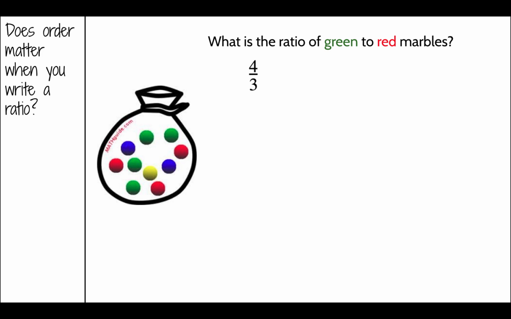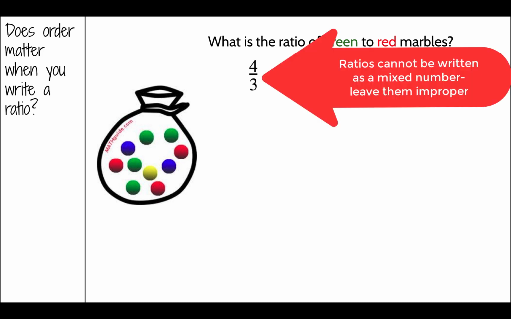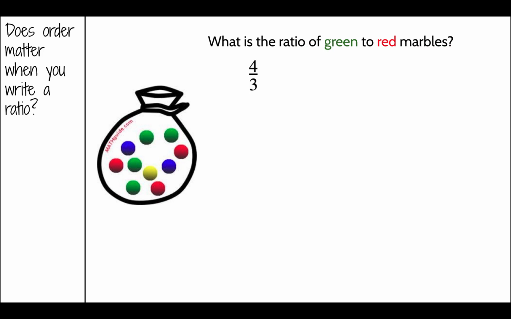Something else that's really important to talk about is I wouldn't change 4 to 3 into a mixed number, because a mixed number is not a relationship between two numbers. So when we're working with ratios, we don't ever want to change them into a mixed number. However, I can show 4 to 3 in the different ratio representations. I can use a colon. The 4 would come first because I'm referring to green to red. Or I could use the word to, 4 to 3. Make sure you have all three representations down in your notes.